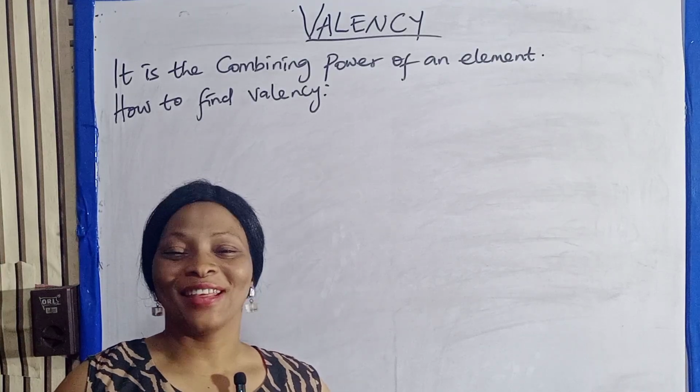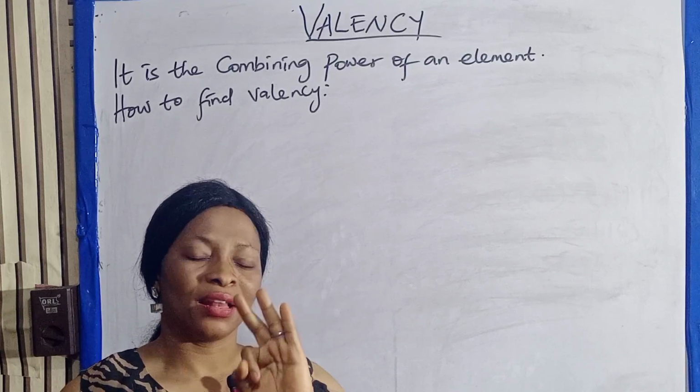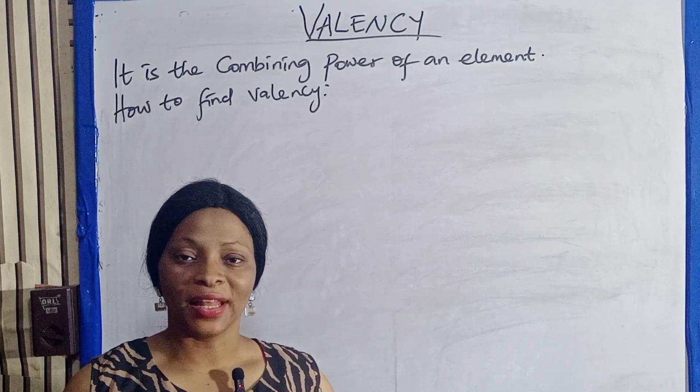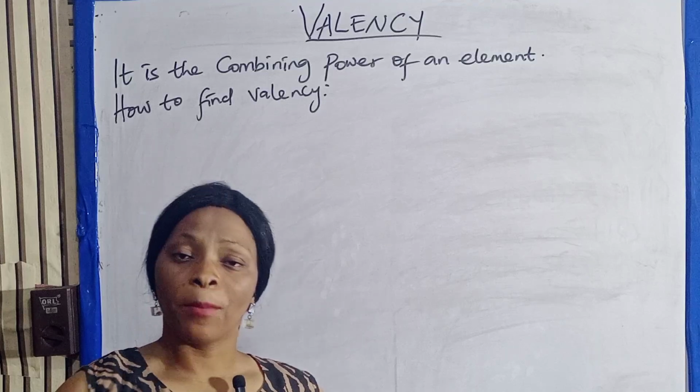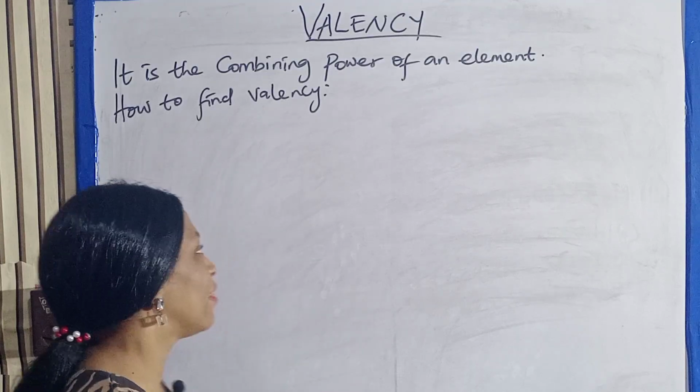Now, to find the valency, you consider elements that have 3 or fewer electrons in the outermost shell: 1, 2, 3 electrons in the outermost shell. That will be their valency. But for elements that have more than 3 in the outermost shell, the number it requires to complete will be their valency. So let's look at this.